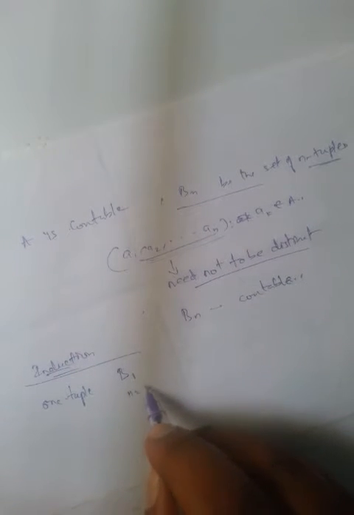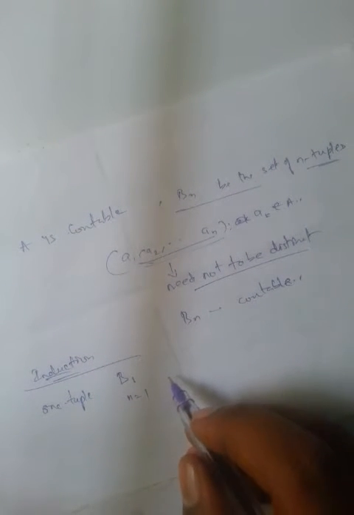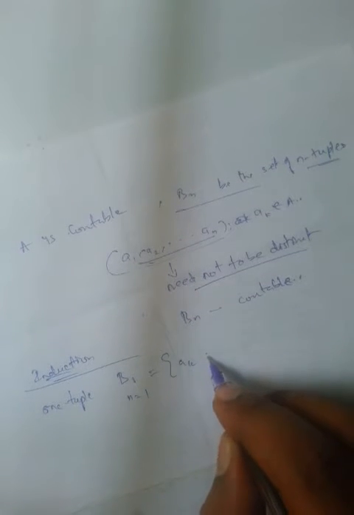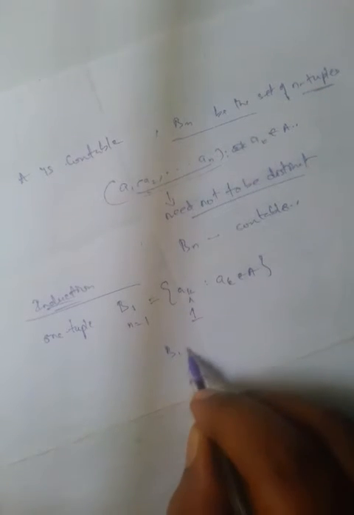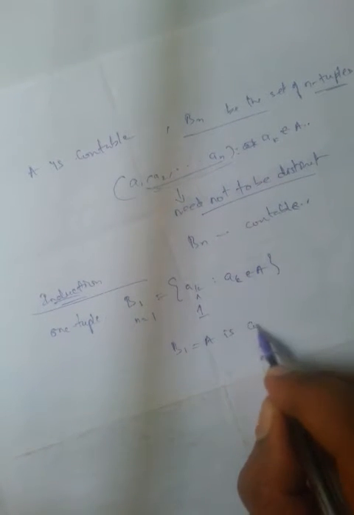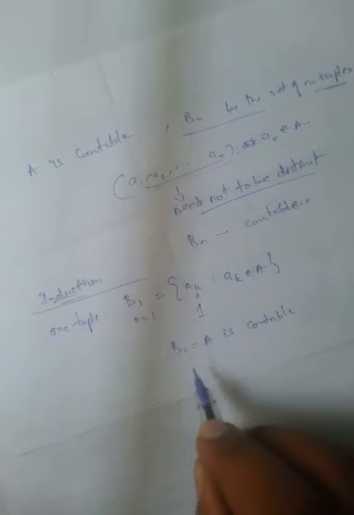If we consider B1, there n is equal to 1. So in B1 we get a_k, where a_k belongs to A and k is considered to be 1 here. So we are using only one tuple. In this case, B1 equals A, which is countable. Since A is countable, we get the 1-1 mapping.